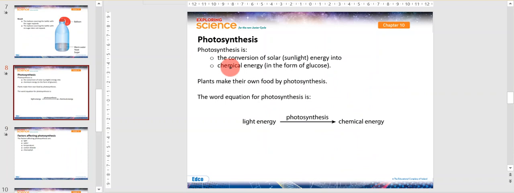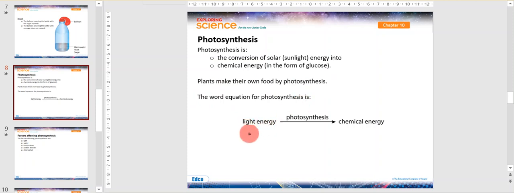So now if we look at the other biochemical reaction, this is photosynthesis. So what is photosynthesis? Basically, photosynthesis is the conversion of solar sunlight energy into chemical energy in the form of glucose. So it's kind of like the reverse of respiration. Plants make their own food by photosynthesis. That's the process. So this is the word equation for photosynthesis.